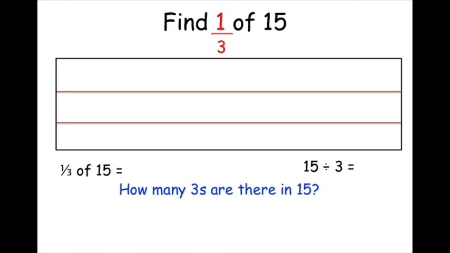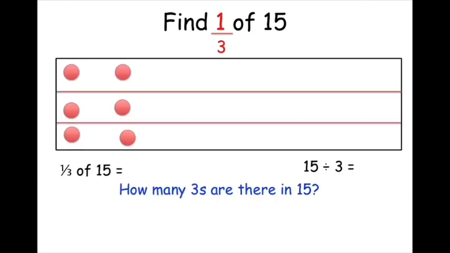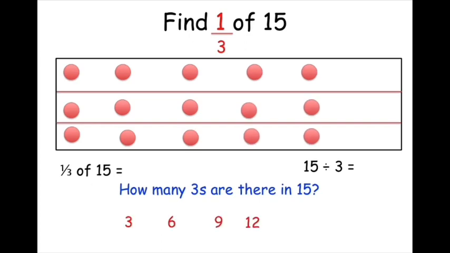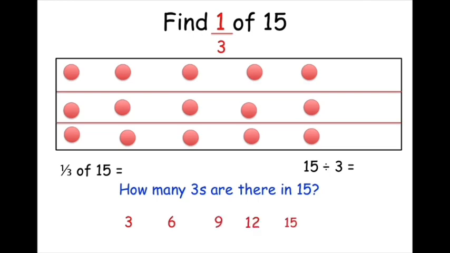Or we can share our 15 counters or sweets or pasta, whatever you've got. I'm going to use my dots and share them equally into these 3 parts. So 1, 2, 3, 4, 5, 6, 7, 8, 9, 10, 11, 12, 13, 14, 15. How many 3s? We can count up in 3s. 3, 6, 9, 12, 15. I can see there that there are 5 3s. If you look at the image, there are 5 3s. So 1/3 of 15 is 5.